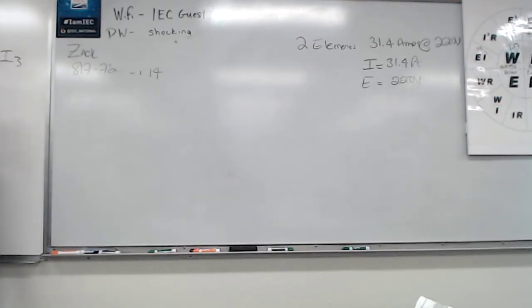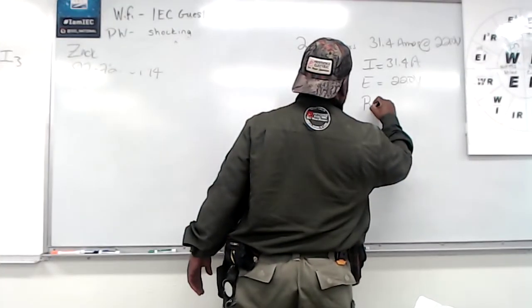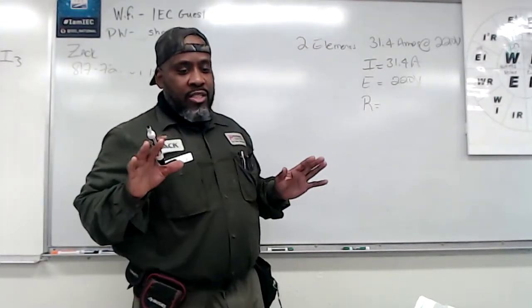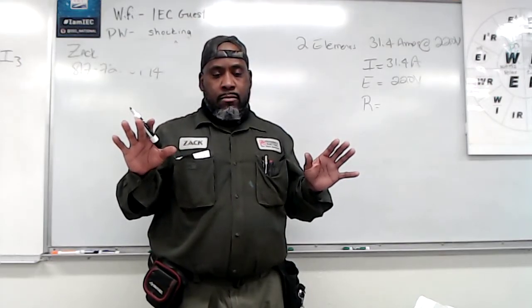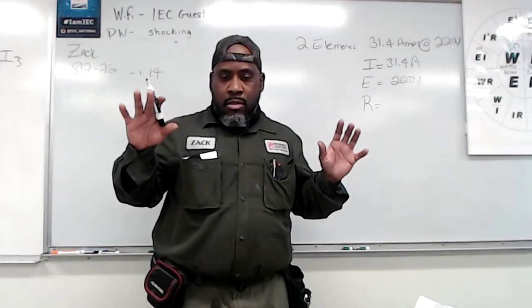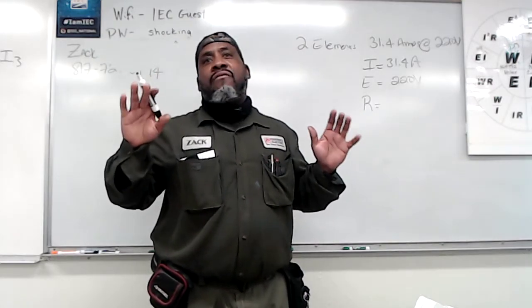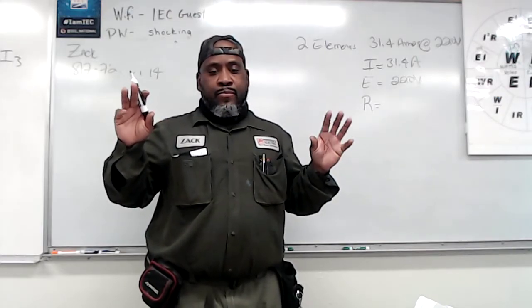Anytime I see rated, what am I supposed to do? Dustin? Find resistance. But I'm going to wait for a minute before I do it, because I want to read the question. They want to know what's the current through element number 1. I should be able to find that without going through too much. I got amps, I got volts. I should be able to find that. I believe.